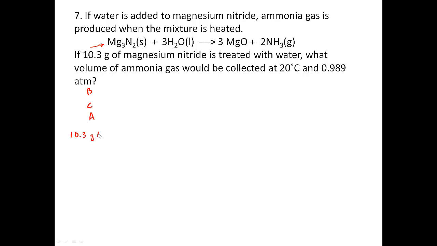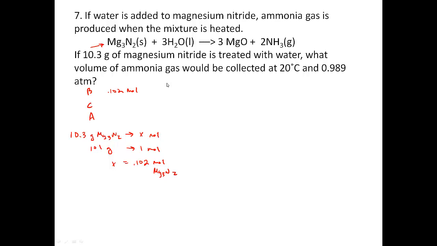10.3 grams of Mg3N2 is how many moles? Well, if we have 1 mole, we look to the periodic table, add up the atoms here. 3 Mgs, 2 Ns. Looks like we got 101 grams is 1 mole. Solve for X. We get 0.102 moles of magnesium nitride. Put that in the BCA chart under magnesium nitride. They're asking about the volume of ammonia gas.